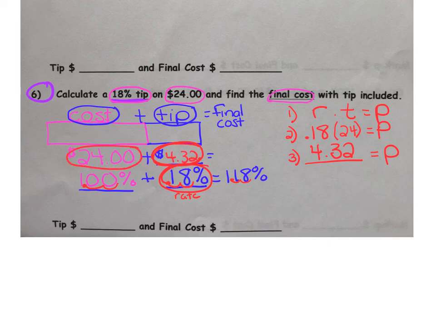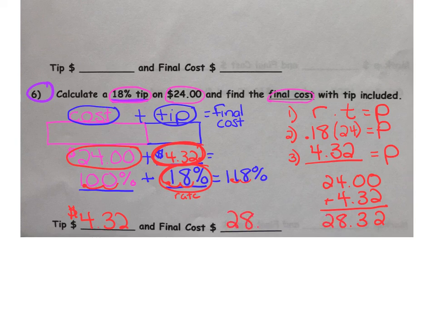Now, take your $24, add the tip to it to get the final cost. And by the way, over here, we can write $4.32 on the line for our tip, for our server, and then add that tip to our cost. Your final cost, $28.32.